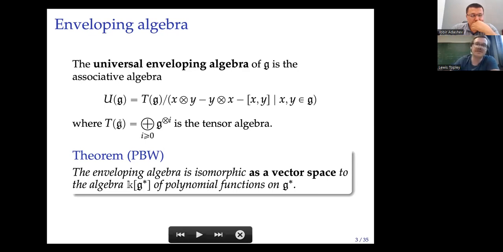Well, we just have to take a linear map from G into the associative algebra A. This will define, by the freeness of this algebra here, a homomorphism from TG into A. But if we want it to factor through the quotient, then we need the Lie brackets to be sent to the commutators in A. And likewise, if you want a representation of a Lie algebra, then you need a linear map from G into A such that the Lie brackets go to the commutators.